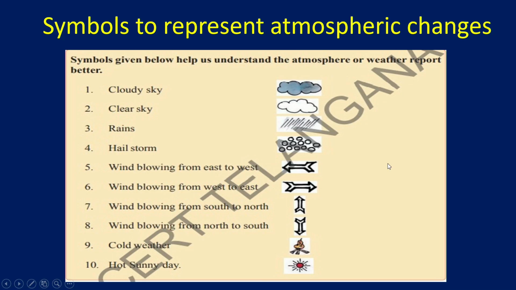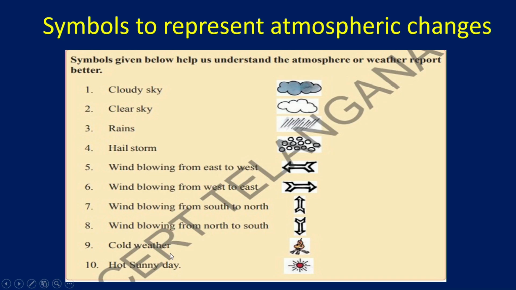Always in map pointing, please remember, dear children, the topmost portion is regarded as north, the down portion is regarded as south, the portion which is right side to you is known as east, the portion which is left side to you when you are facing towards north is called west. Now wind blowing from west to east, wind blowing from south to north, it is from bottom to top, wind blowing from north to south, top to bottom. You can remember this arrowhead and show the wind direction.